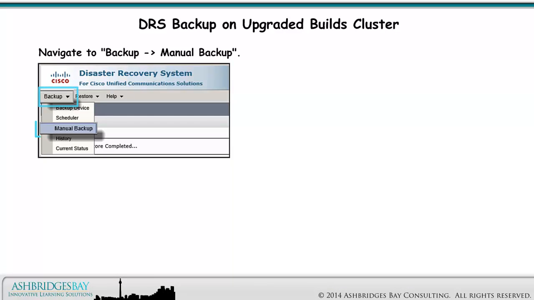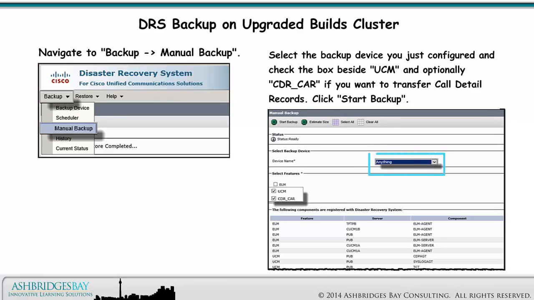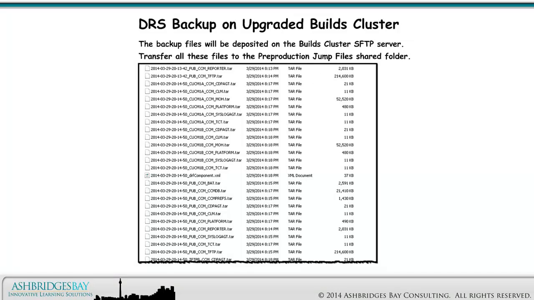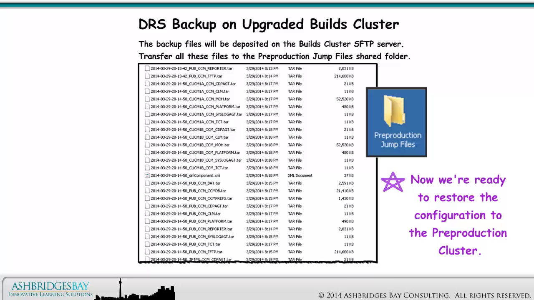Navigate to Backup, Manual Backup. Select the backup device you just configured and check the box beside UCM, and optionally CDR/CAR if you want to transfer call detail records. Click Start Backup. The backup files will be deposited on the builds cluster SFTP server. Transfer all these files to the pre-production Jump Files shared folder. Now we're ready to restore the configuration to the pre-production cluster.